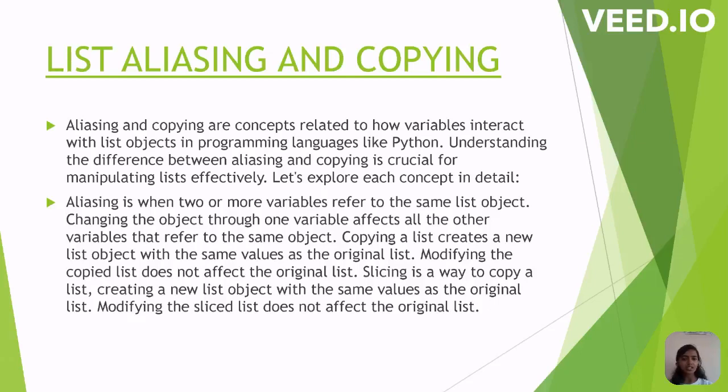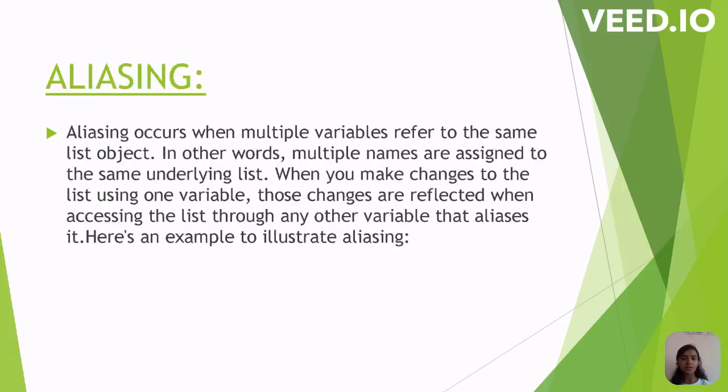Copying a list creates a new list object with the same values as the original list. Modifying the copied list does not affect the original list. Slicing is a way to copy a list, creating a new list object with the same values as the original list. Modifying the sliced list does not affect the original list. Now we are going to learn in detail about aliasing and copying.